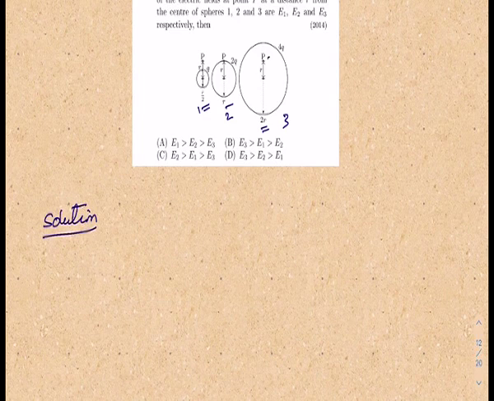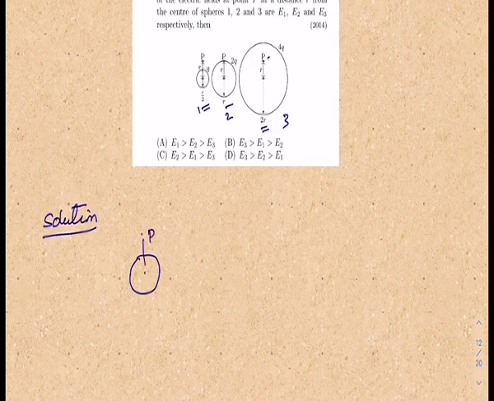Okay, let us do it. You have to find out the electric field. For example, in the first sphere, you are asked to find the electric field at the point P here, which is at a distance r. So you have to draw a Gaussian sphere of radius r here, and the charge is inside there, so no problem.